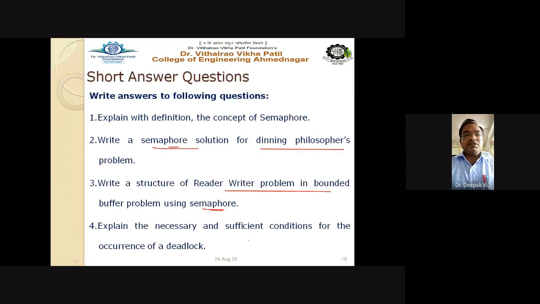The third one is to explain the necessary and sufficient conditions, the four conditions which we discussed just now, in detail: mutual exclusion, hold and wait, no preemption, and finally the circular wait condition, right?